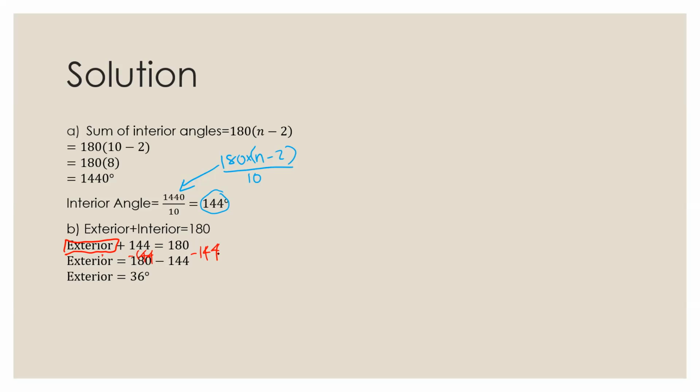And the reason I multiply by 10 is because I have 10 exterior angles. So the sum of the exterior angles is going to be 36 degrees, and I forgot the degrees there, multiplied by 10 because I have 10 angles, 10 equal angles specifically. And that means that it's going to be 360 degrees altogether.